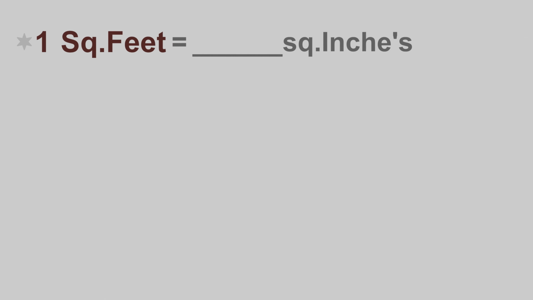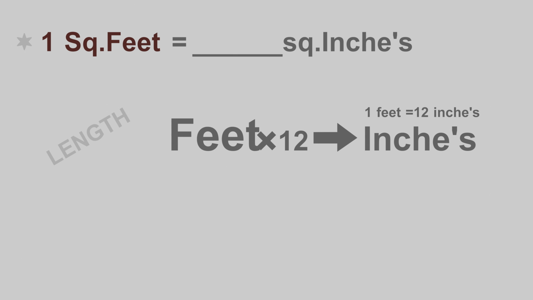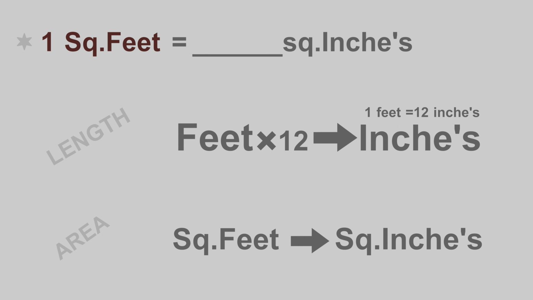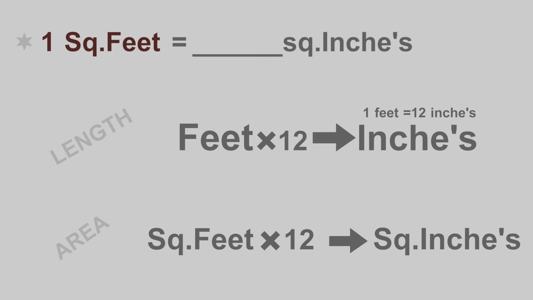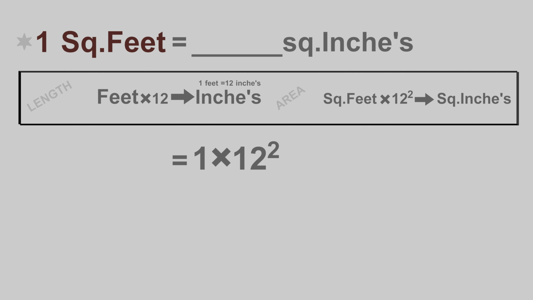Finally, let's convert square feet to square inches. For feet to inches conversion, we multiply feet by 12 since 1 foot equals 12 inches, and the sign is multiplication because the conversion is from a big unit to a small unit. To convert square feet to square inches, do the same thing as in feet to inches conversion, in addition to squaring the value 12 since it is area conversion. So multiply 1 by 12 squared. After conversion, the area is 144 square inches.